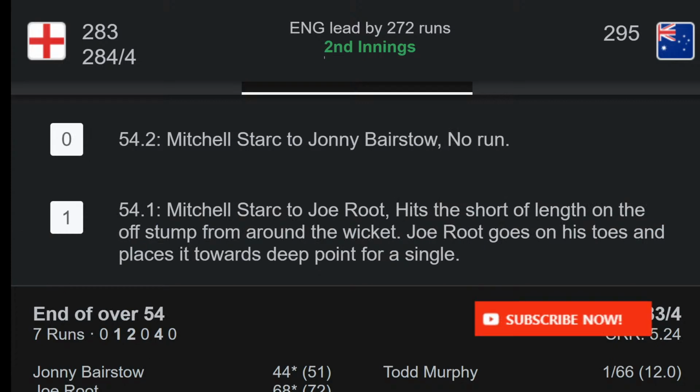Mitchell Starc to Joe Root, hits a shot of length on the off stump from around the wicket. Joe Root goes on his toes and places it towards deep point for a single.